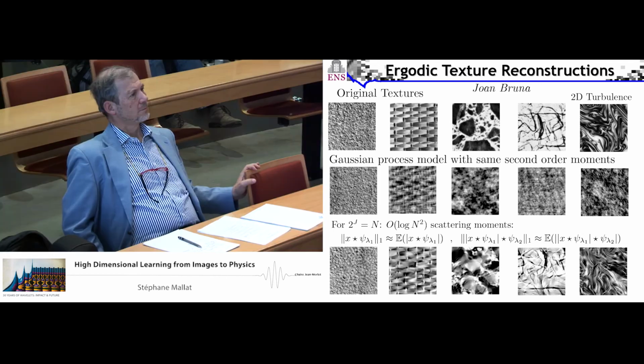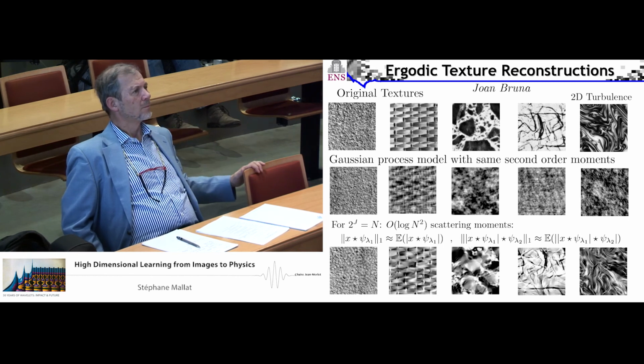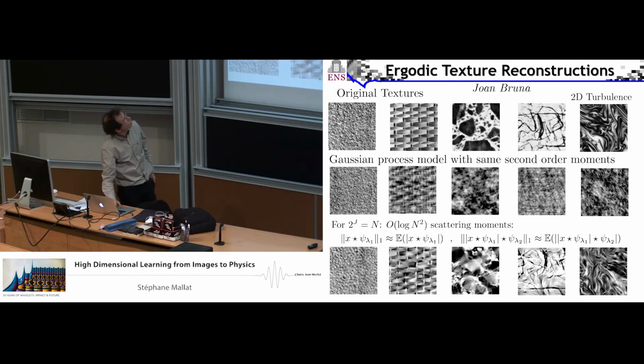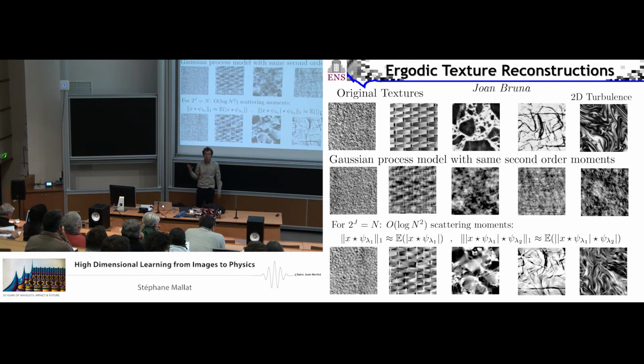This is a very sparse signal, and the Gaussian model, what you get. And this is a turbulence example. This is the Gaussian Kolmogorov model of this turbulence example. This is what you recover of this turbulence example. And here the number of moments is just log n squared. So we even keep much fewer moments than you would keep if you were keeping second-order moments.